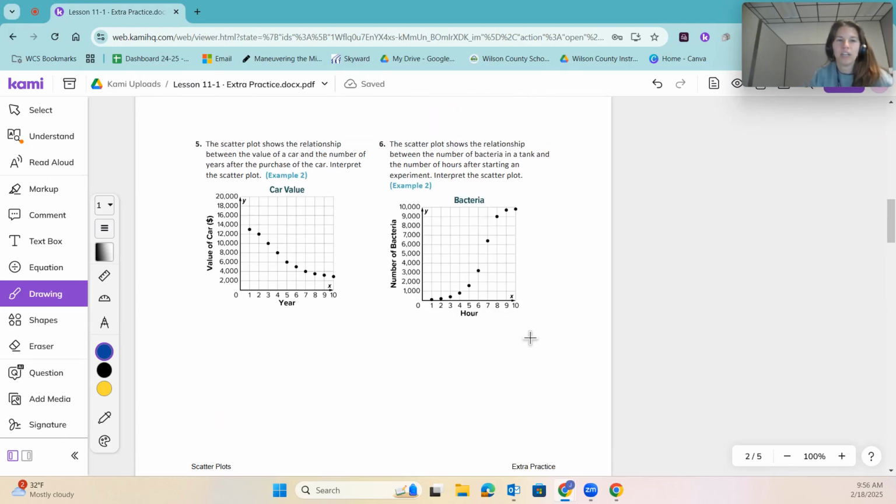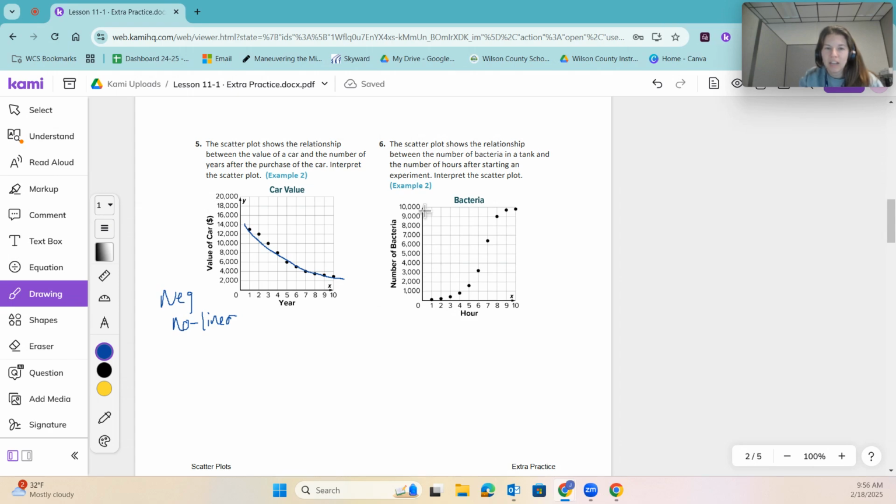Then we're going to take a look at these scatter plots that they've already got graphed for us. It says the scatter plot shows the relationship between the value of a car and the number of years after the purchase of the car. Interpret the scatter plot. So this is decreasing, but see how it's curved? So it's a nonlinear, negative association. As the years increase, the value of the car decreases, is what that is saying.